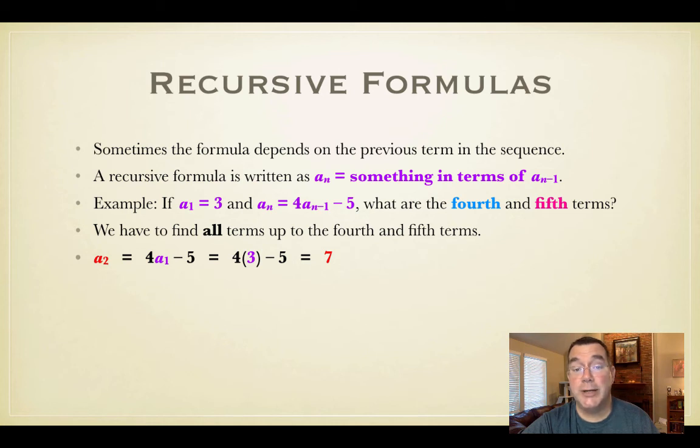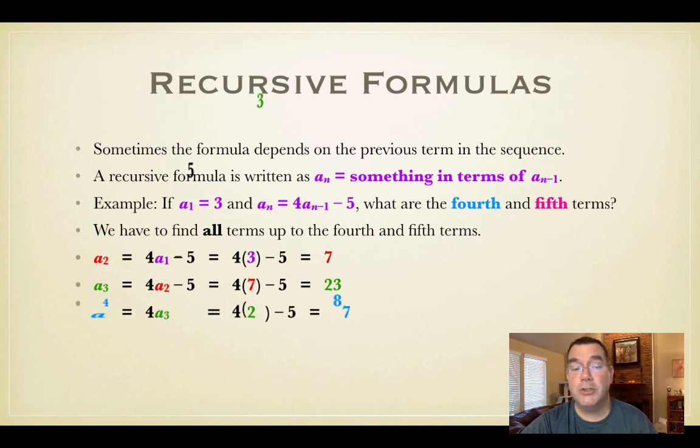The first term was 3, so I need to figure out what 4 times 3 minus 5 is, and that's 7. The second term is 7. So to figure out the third term, I'm going to take 4 times that second term and subtract 5. So 4 times 7 minus 5 is going to give me 23. That's the third term. So to figure out the fourth term, I take 4 times the third term and subtract 5. 4 times 23 minus 5 will give me 87.